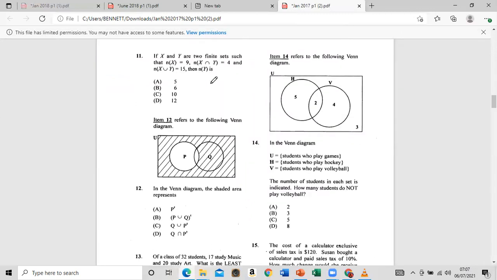All right. If x and y are two finite sets such that the number in x is equal to 9, the number in x intersect y is equal to 4, and x union y is equal to 15. Let's draw it, guys.